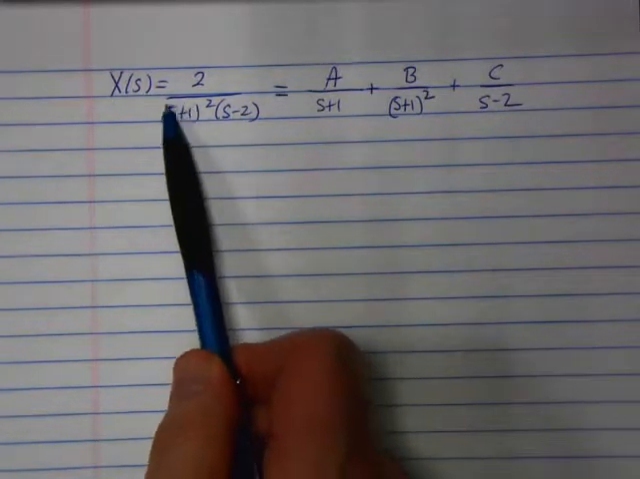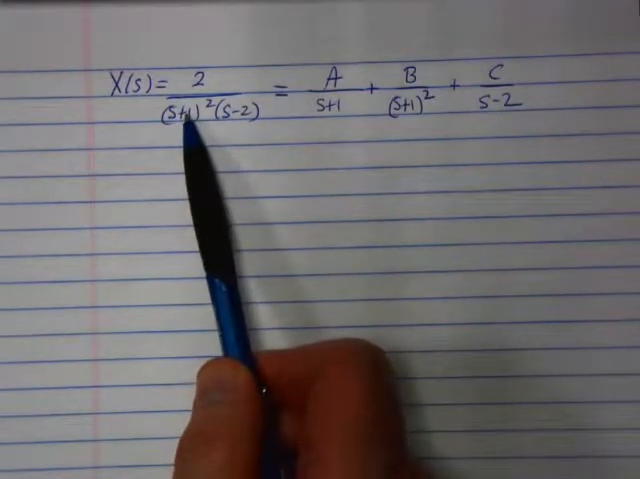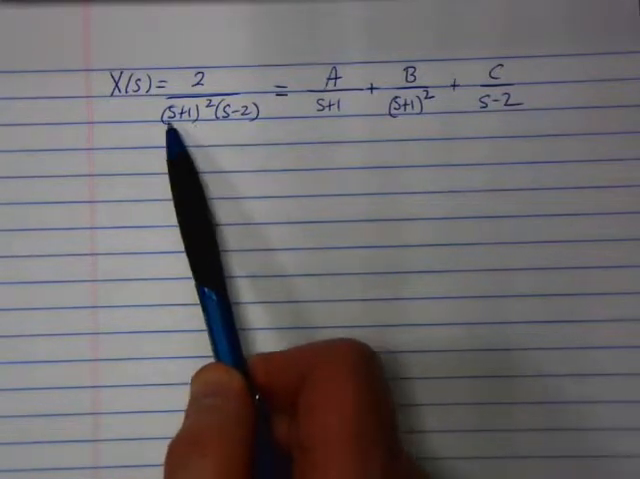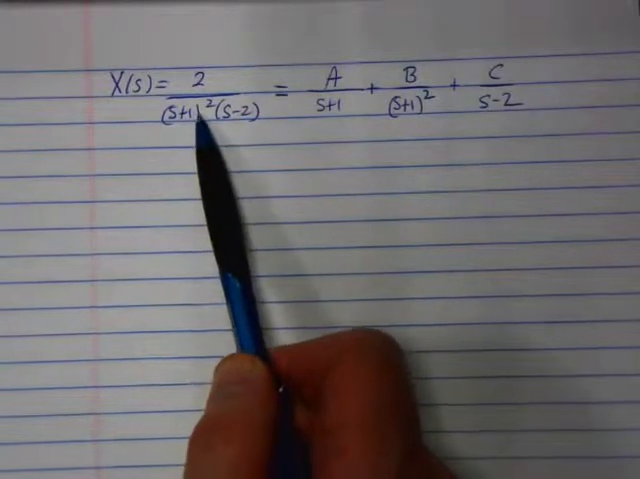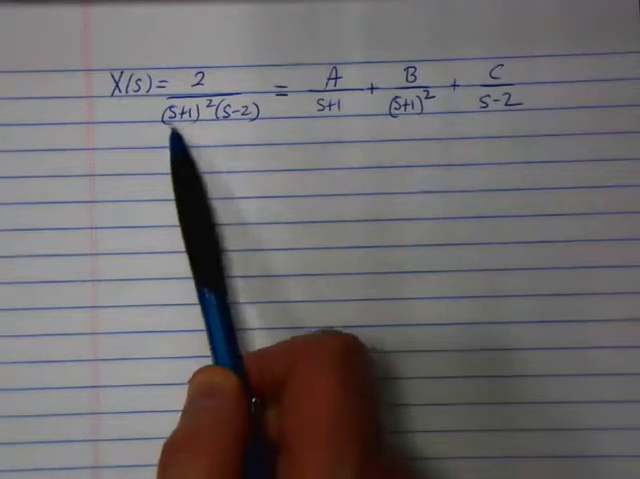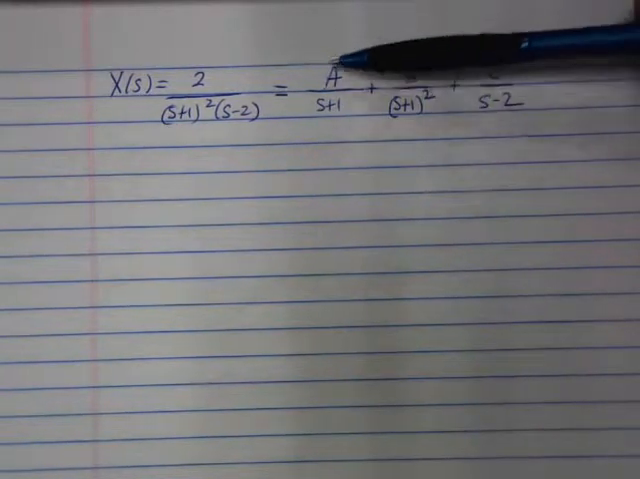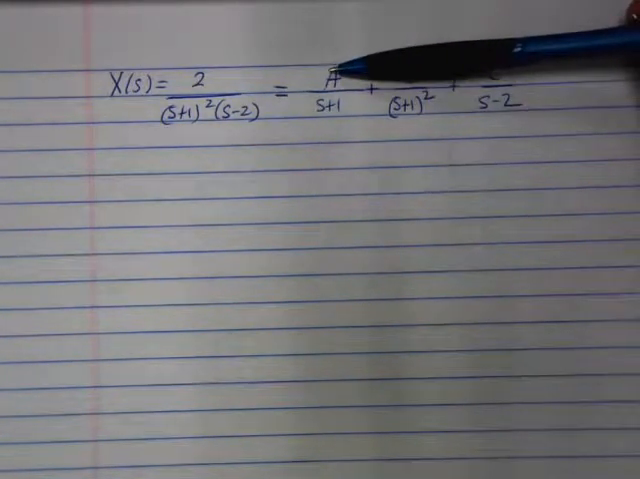S plus 1 is linear. So we have S plus 1 squared. We have a repeated linear. That's different from having S squared plus 1 on bottom. If I had S squared plus 1 on bottom, that would be a quadratic. So then I would need an AS plus B up on top. I would need a linear.